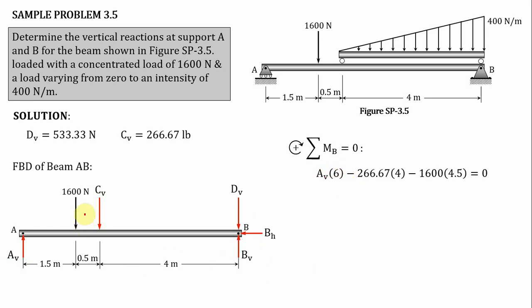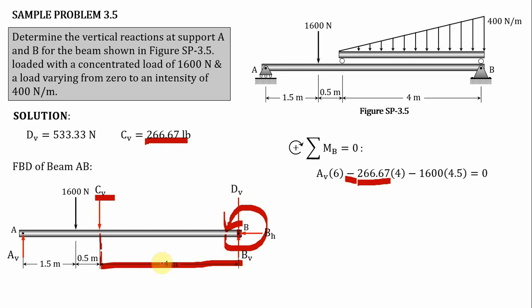Okay, gets nyo ko? And then, yung CV natin class, that is equal to 266.67 pounds. At yung CV natin is going downward. So, kapag nag-moment tayo at point B, it will create a counterclockwise moment. Okay? That's why, minus yan. Okay, so minus 266.67 pounds times what is the moment arm? Yung moment arm niya, ito yung moment arm niya, class. That is equivalent to 4 meter. Okay, so times 4 meter.